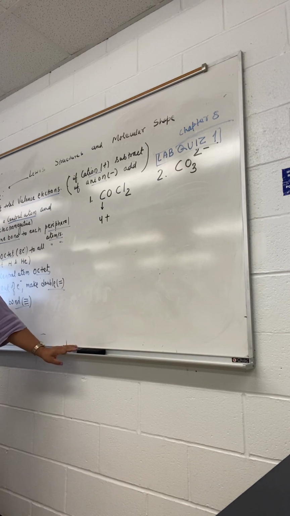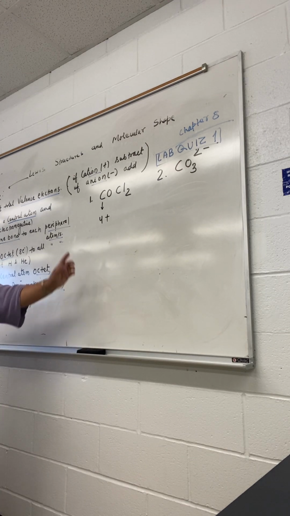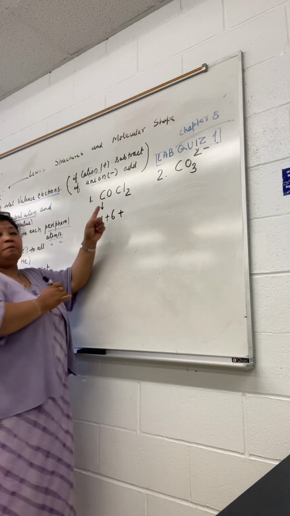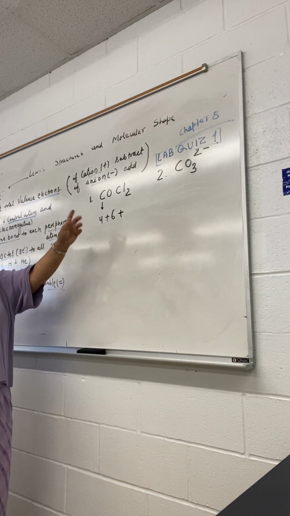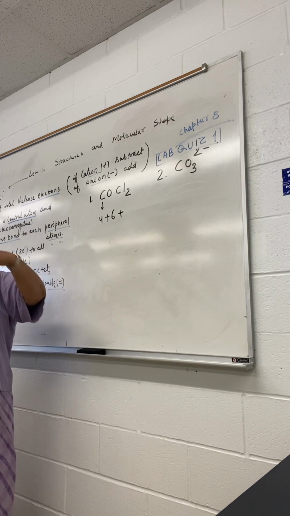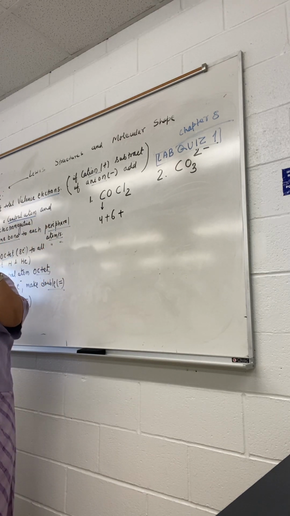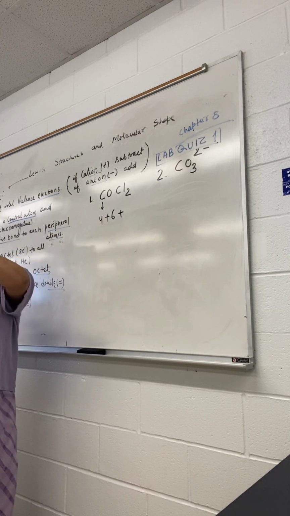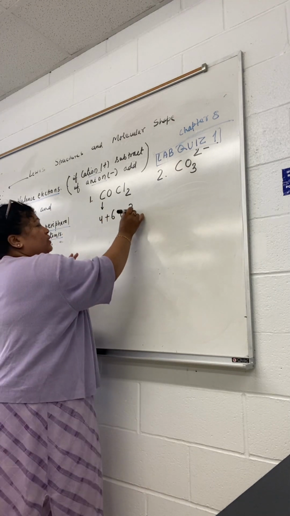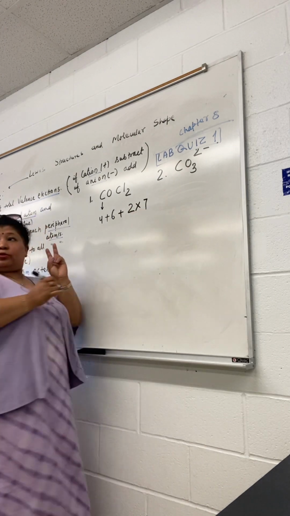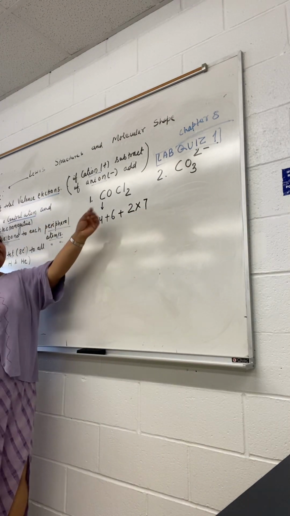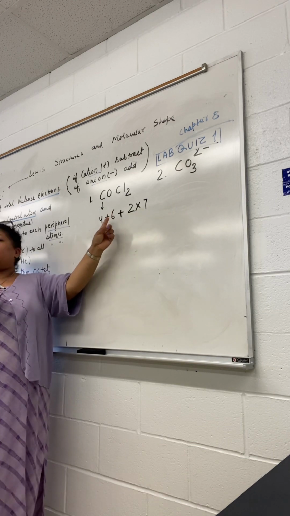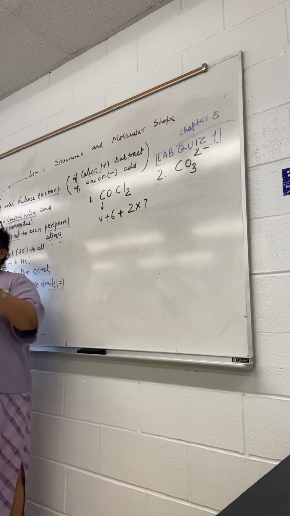Oxygen is in group 16, so valence electrons is 6. Plus chlorine now. It is in group 17, so that means it has 7, right? But see how many chlorine we have though. So you're going to do it like this: 2 times 7. Whatever number is there, you have to be very careful. So this is how you calculate your total valence electrons.